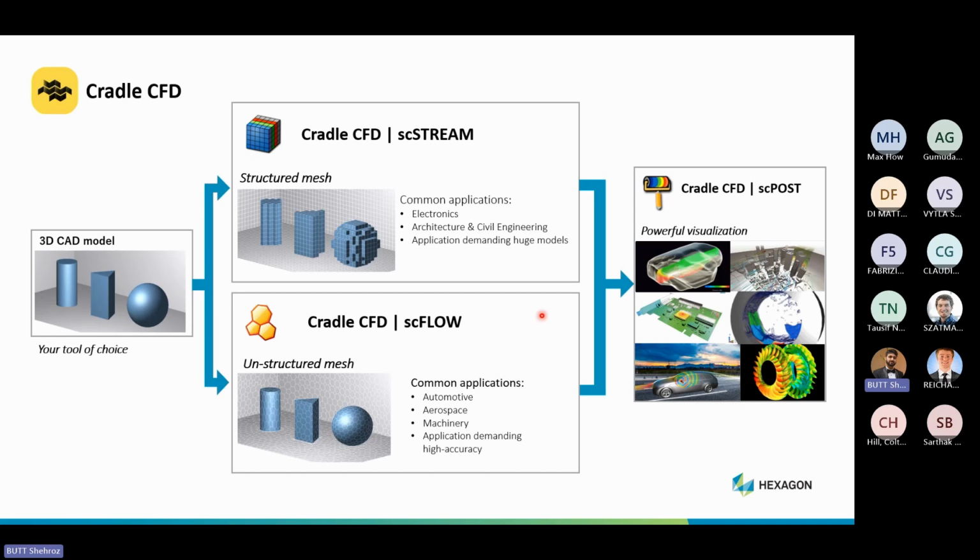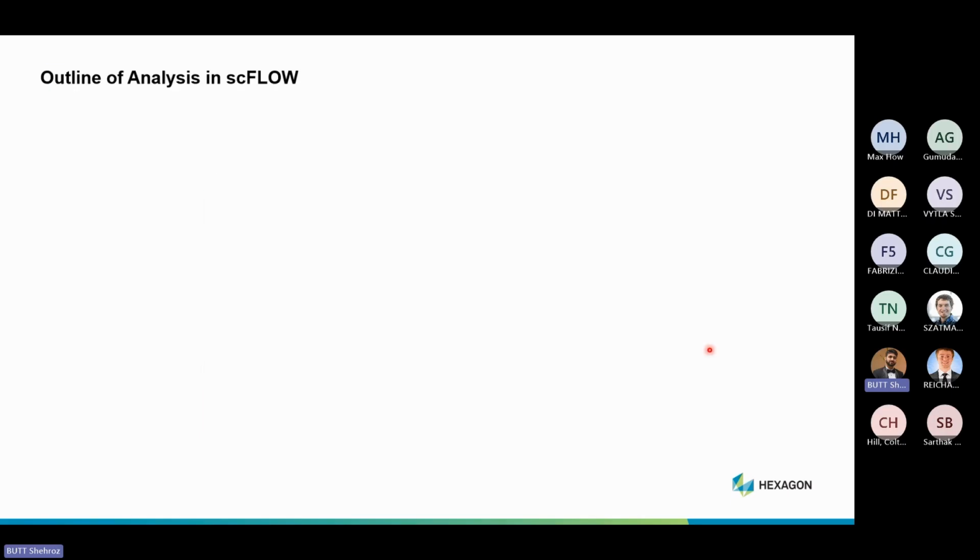And then both scSTREAM and scFLOW modules share a common post-processing tool called scPost. Here is where you can create some animation, some contours, and any data that are needed for your reporting. So let's discuss the outline of scFLOW.